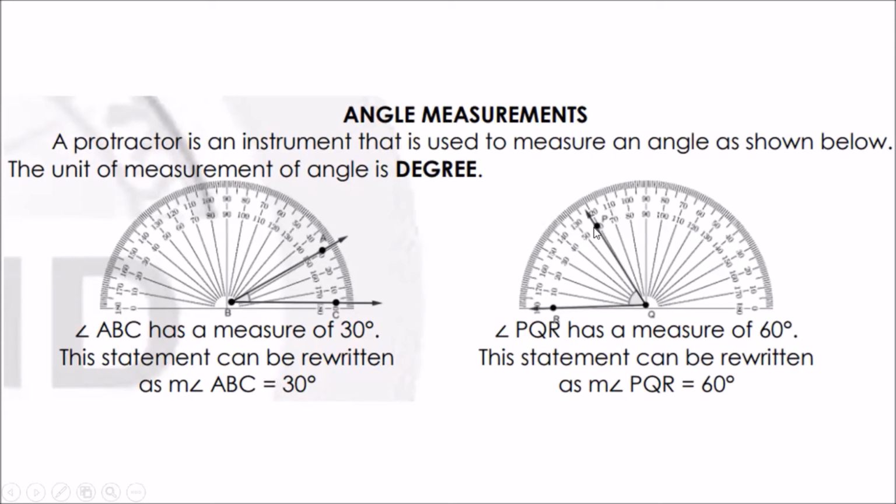Ito, kita dito. So, kailangan laging nakatapat doon sa 0 ang pagbabasa. We start reading from 0 going to kung hanggang saan yung pangalawang side. Nagtapos siya sa 60. Therefore, the measure of angle PQR is equal to 60 degrees.